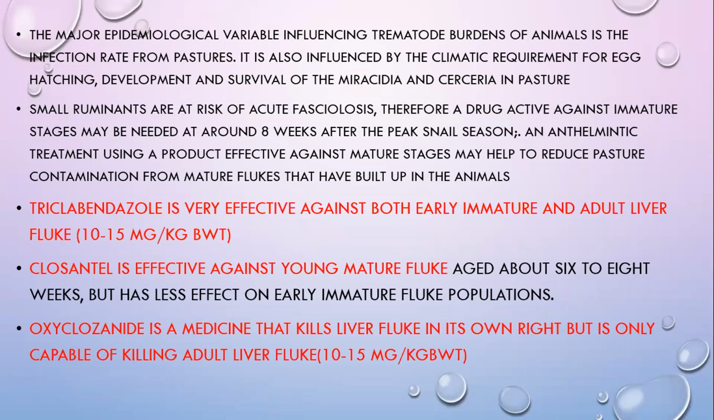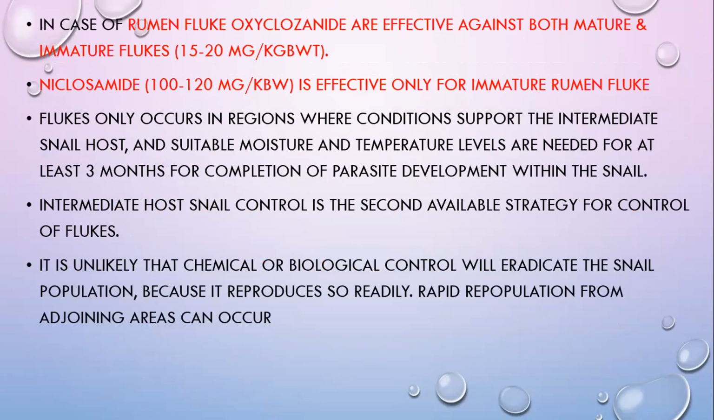Closantel is said to be effective against the earlier stages of the fluke, but against the mature stages it has a lesser effect. Oxyclosanide is capable of killing only the adult liver fluke, not the immature form. While in the case of rumen fluke, oxyclosanide is highly effective against both the mature and immature fluke. Niclosamide has more effect on the immature fluke and the adult fluke.